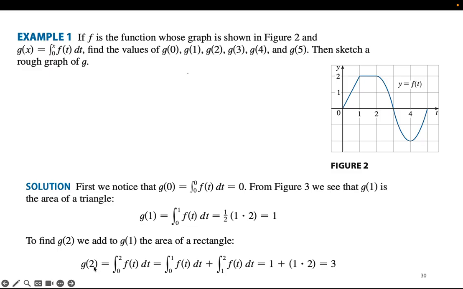Same for the rest. G of 2 is the area starting at 0 up to 2. So this number here tells you where to stop. This definition of the function starts at 0, and whatever value x is, it's the area under f from 0 up to that point. So the area from 0 to 2 is the area of the triangle plus the area of the rectangle. So it's just 1 plus 2. This area is 3. So g of 2 is simply 3. It's the area from 0 up to 2.